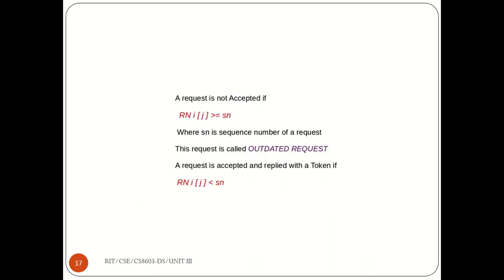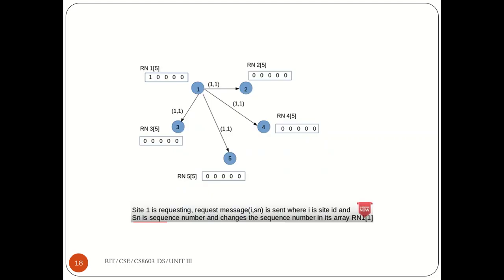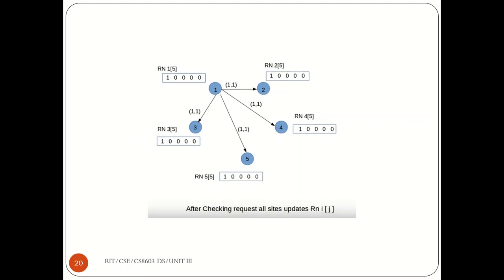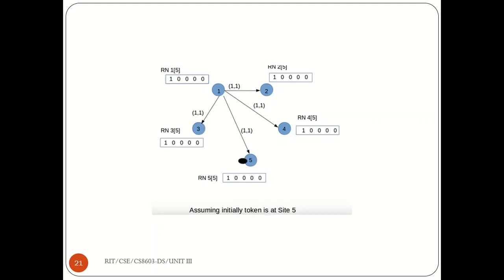The request is accepted and the token is sent only if the sequence number is current. Otherwise, the request is called an outdated request. The request is accepted and the token is replied. So site 1 sends a request message with the site ID and the sequence number for the critical section. After checking the request, all the sites update RNi.